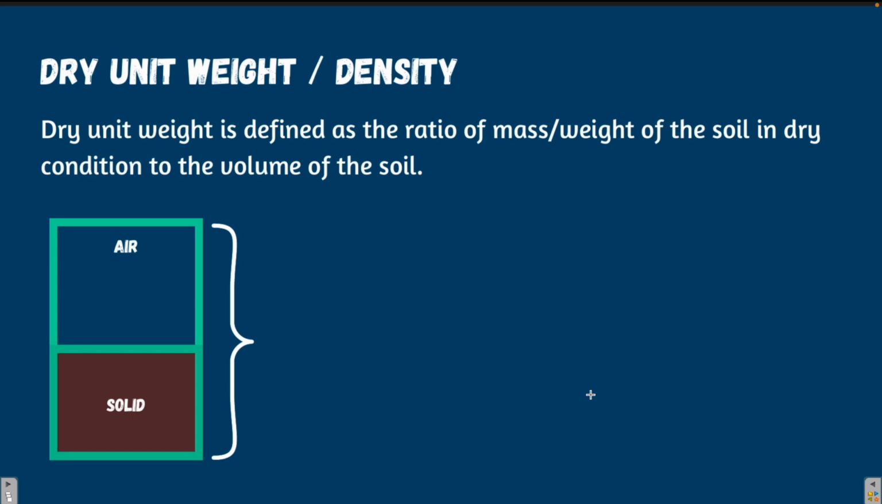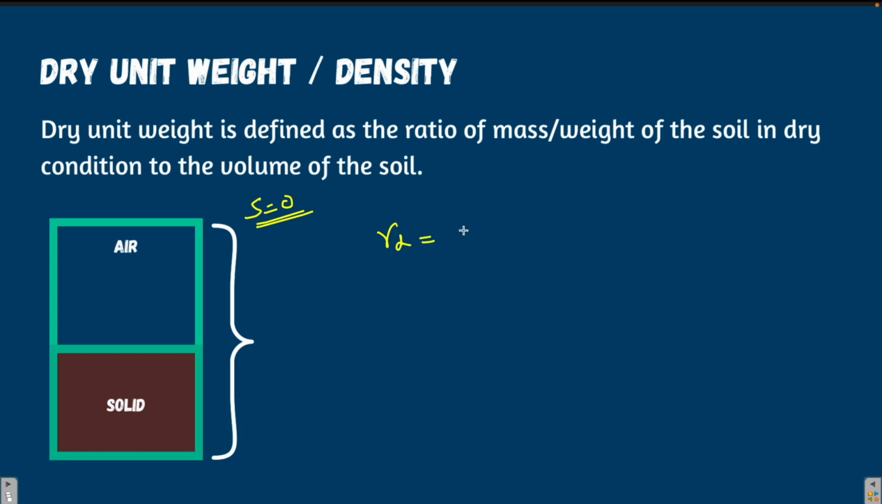So dry unit weight is the ratio of the mass or the weight of the soil in the dry condition to the volume of the soil. That means the degree of saturation of the soil is 0. That means all the voids present in the soil are filled with air and there is no water present in the soil. That means the degree of saturation is 0. In such condition, the density of the soil is said to be dry density.